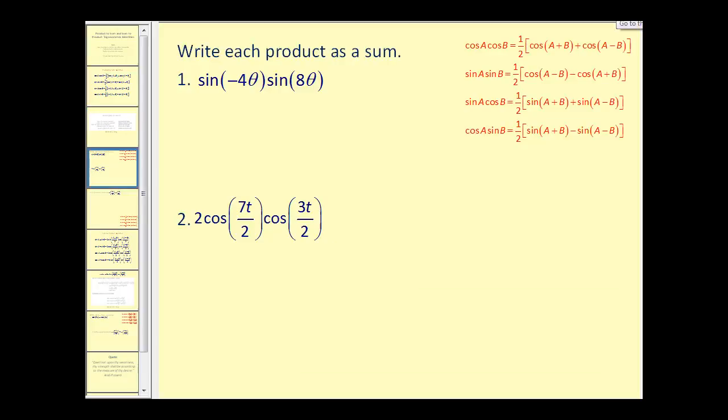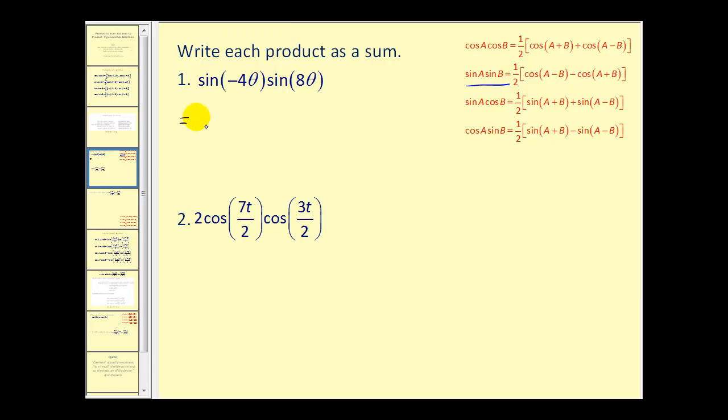But we're going to go ahead and jump to a couple problems. Number one, we want to write each product as a sum. So we have the product of sine negative 4 theta times sine of 8 theta. So we have sine A times sine B. We're going to use the second identity. Let's go ahead and see how this works out.